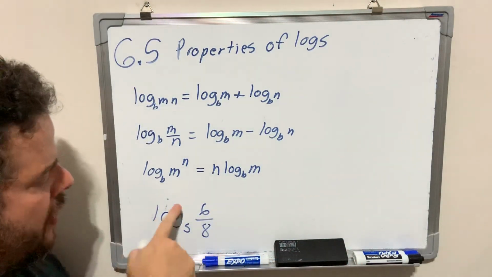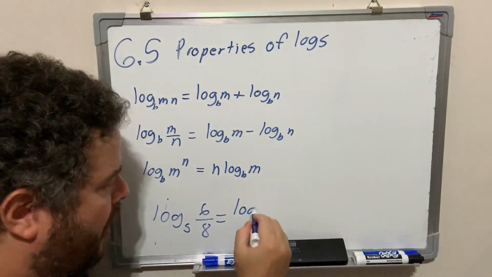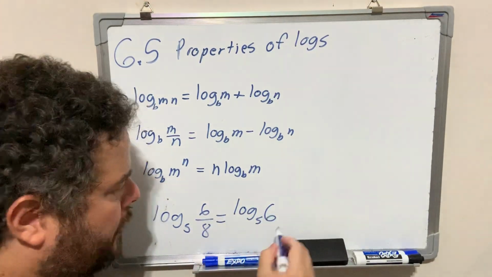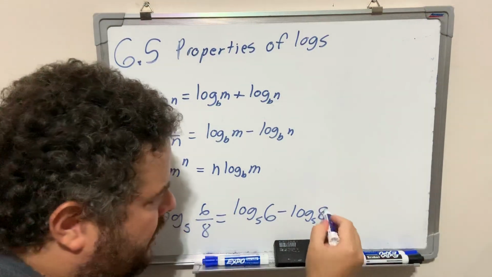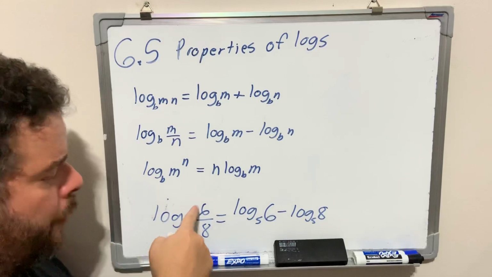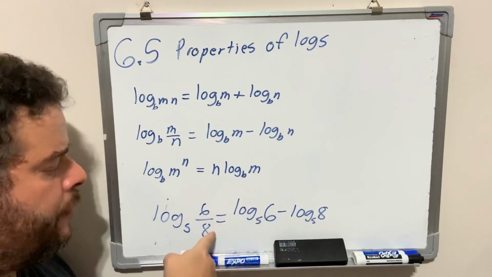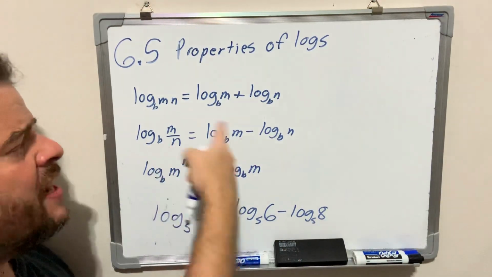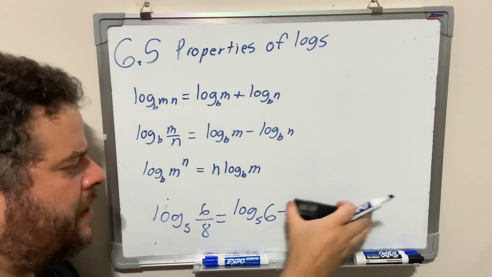Now in this case, log base 5 of 6 over 8, you can turn it into log base 5, the same base, of the numerator minus log of the same base of the denominator. That's simple. You break the division into a subtraction. The numerator goes in the front, the denominator goes in the back, and again, the bases never change in any of these operations. You're going to distribute the exact same log.